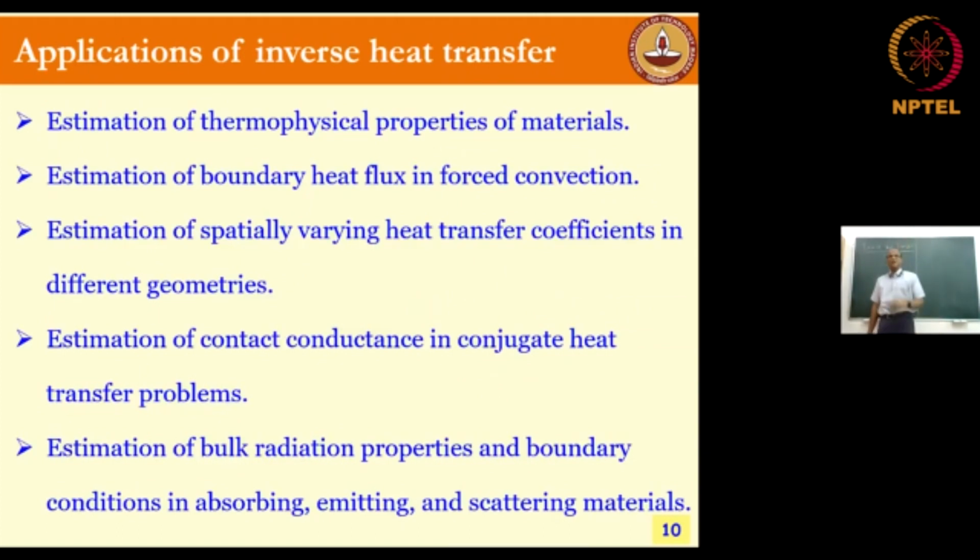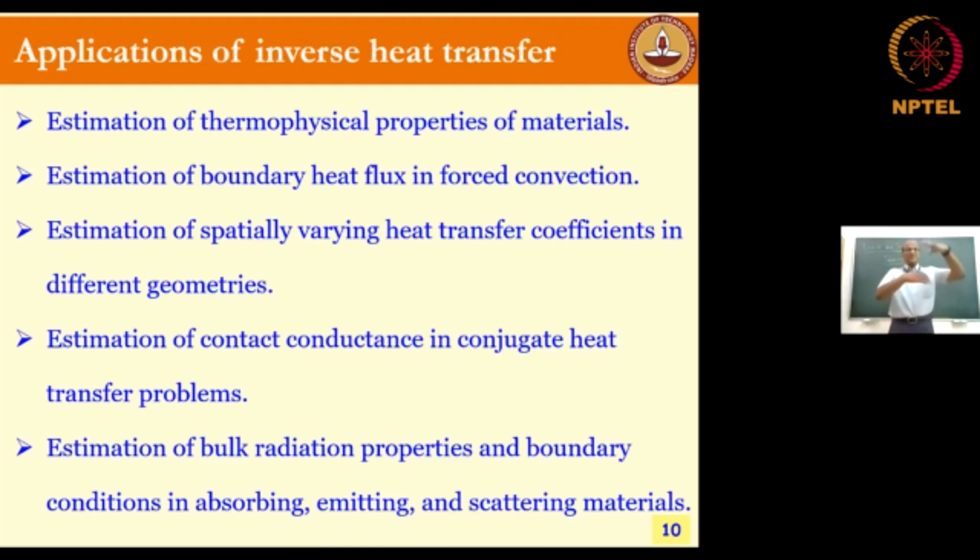What are the applications of inverse problems in thermal sciences and heat transfer? You want to estimate thermophysical properties. We have done this: K, Cp, alpha. These are the various quantities you want to retrieve. Estimation of boundary heat flux: we have seen in some simple problem, there is a slab, and Q at the boundary you want to estimate. Estimation of spatially varying heat transfer coefficient: this is a research problem.